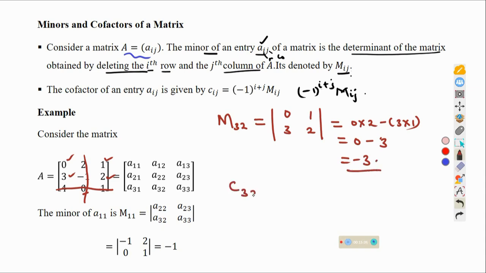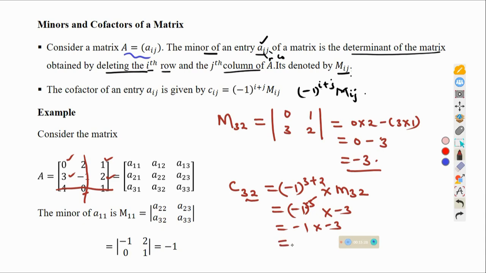Get the cofactor 3, 2, which is negative 1 to the power of 3 plus 2 times the minor of 3, 2. This will give us negative 1 to power 5 times negative 3. This will be negative 1 times negative 3, and this will give us positive 3. So this will be the cofactor of that entry, and this will be the minor of that same entry.